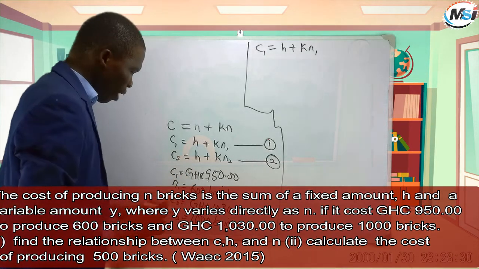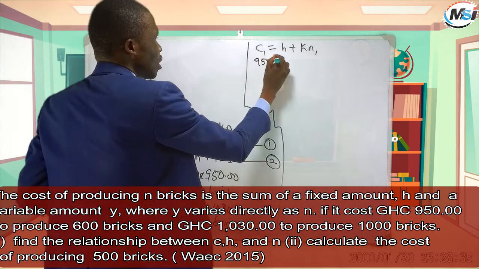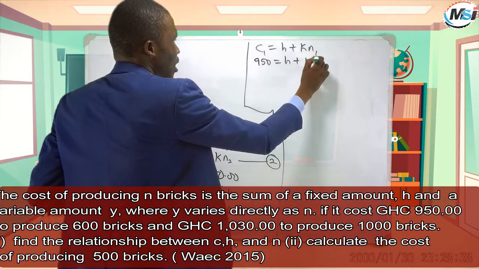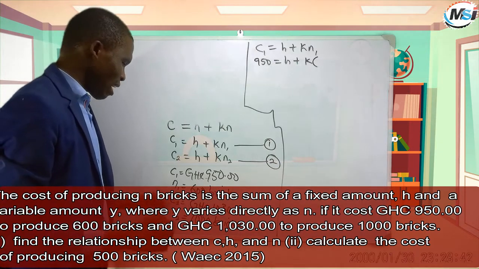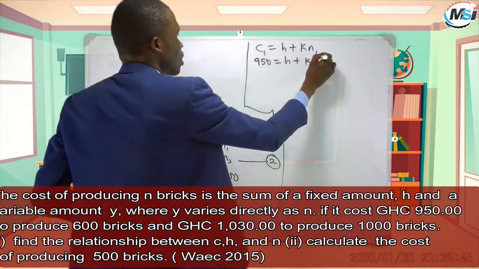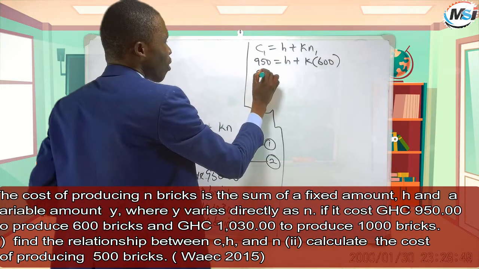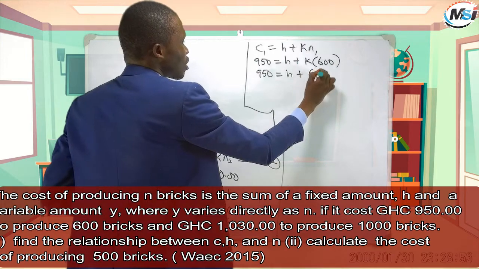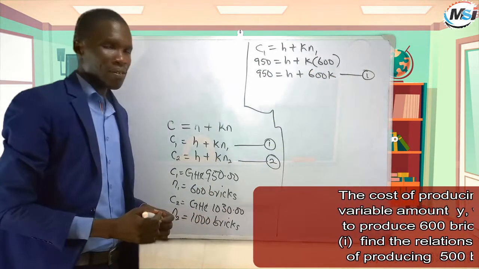So C1 is given to us as 950 equals H plus K multiplied by what is our N? N1 is 600. So this will give us 950 equals H plus 600K. We call this equation 1.